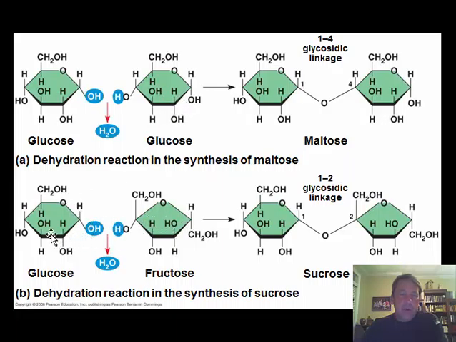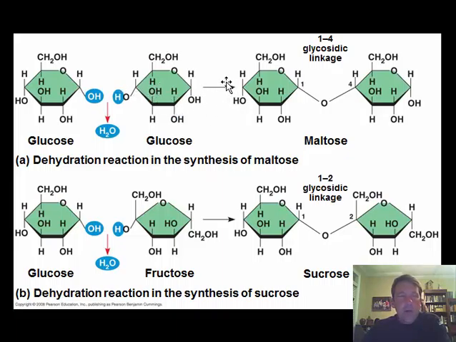Here's another example here of glucose and fructose forming sucrose, which is a disaccharide. All right, so those are disaccharides. We can also get into some large polysaccharides. Poly means many, so we got 2 here, that's di.